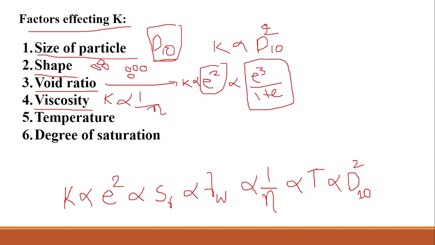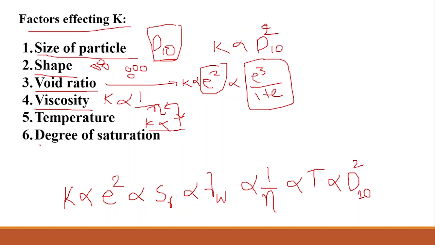Remember this: viscosity is always inversely proportional to temperature. If the temperature increases, then viscosity gets reduced. If the viscosity increases, then temperature will reduce. So K is inversely proportional to viscosity, and since viscosity and temperature are inversely proportional, you can say directly that K is directly proportional to temperature. As the temperature increases, the permeability will increase.